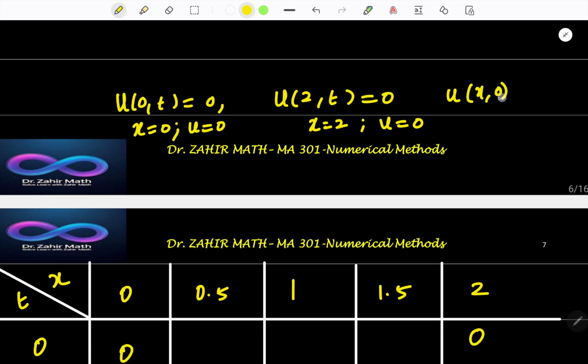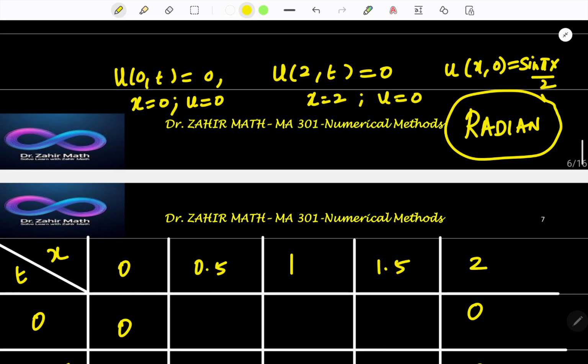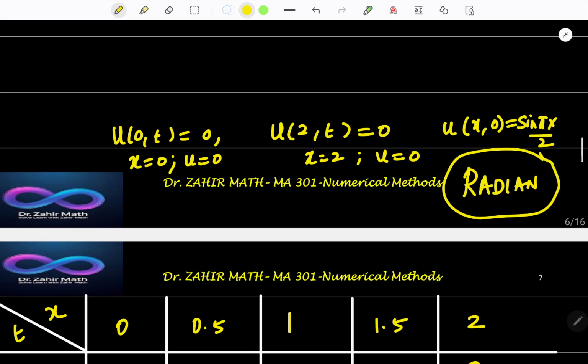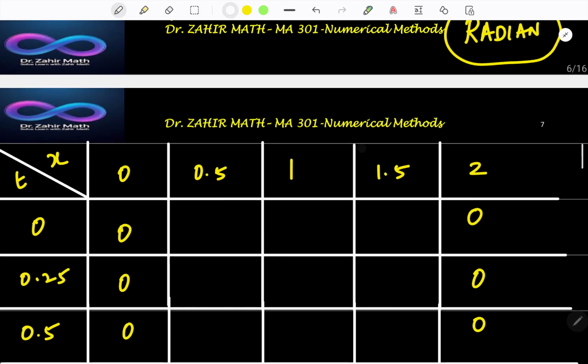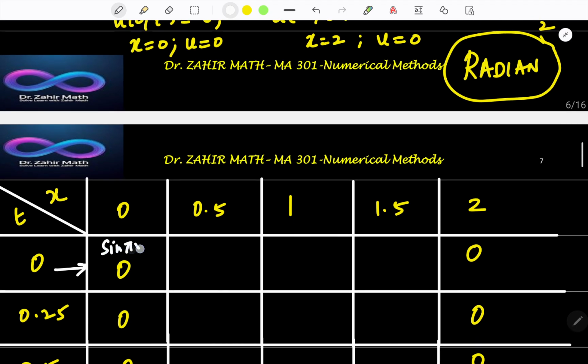u(x, 0) is equal to sin(πx/2). Use the calculator in radian mode. When you get pi, keep radian mode in your mind. So what is the meaning of this? This is time t equal to 0. Where is time t equal to 0? This row. So it will be sin(πx/2) for each of these entries.